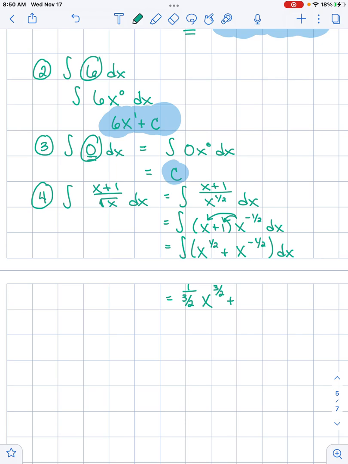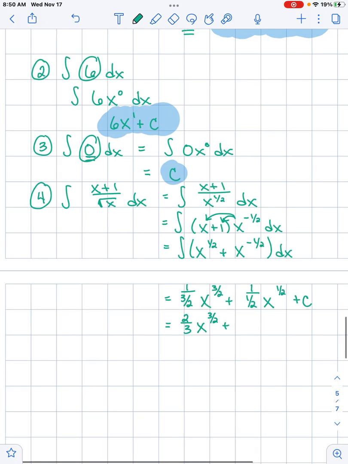Okay, the next step, I'm going to add 1 to that negative 1/2 exponent, so that'll make this positive 1/2. The coefficient is 1, so I'm going to do 1 divided by 1/2. And then don't forget to add a constant. All right, we're going to simplify this. 1 divided by 3/2 is just like saying 1 times 2/3, so this is 2/3 x to the 3/2. 1 divided by 1/2 is like 1 times 2/1, so this is 2x to the 1/2 plus a constant. You can always find the derivative of that to make sure you did it right.